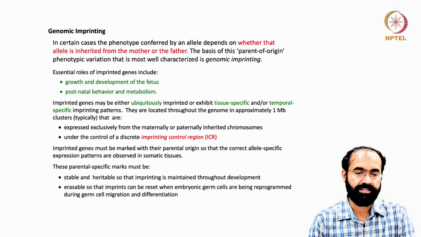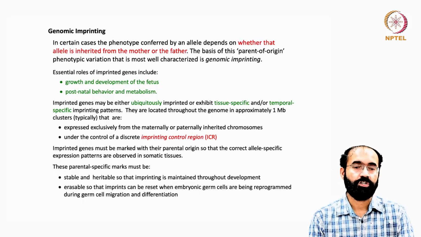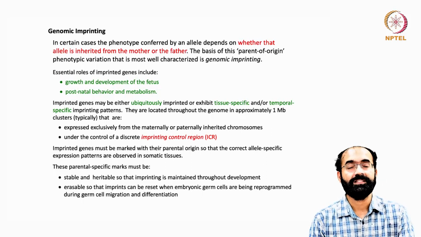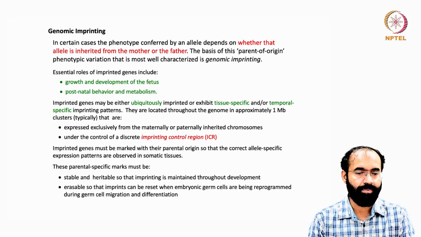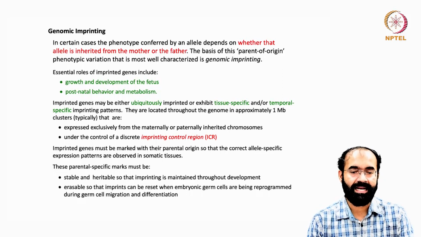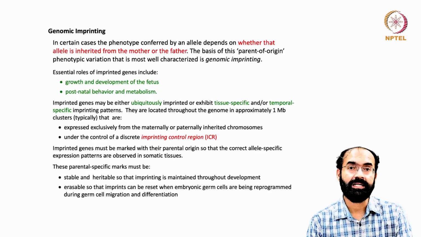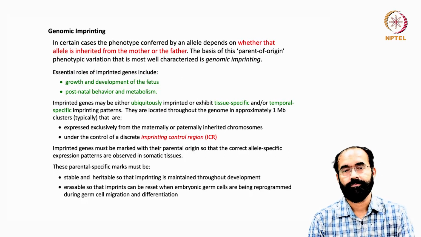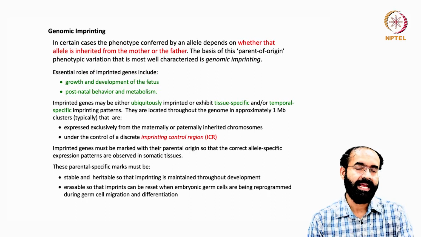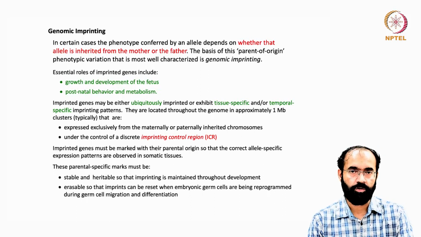It is quite interesting. Let us come back to genomic imprinting, because this non-coding RNA has got a lot of role in genomic imprinting. In certain cases, the phenotype conferred by an allele depends on whether that allele is inherited from the mother or father. This we have discussed sufficiently, that imprinting itself means either the paternal copy or the maternal copy should be allowed to express, not the other way around.